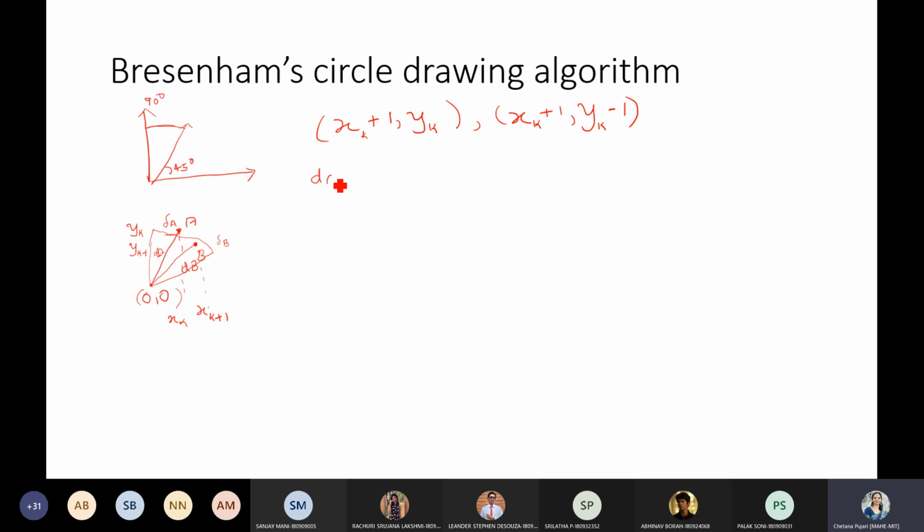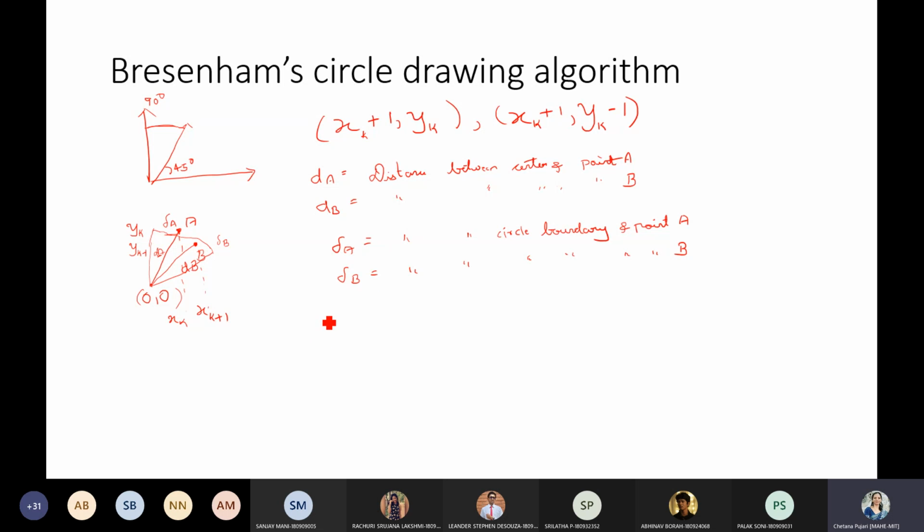Okay. So what is dA? dA is the distance between center and point A. Similarly, dB is the distance between center and point B. Delta A is the distance between circle boundary and point A. And delta B is the distance between circle boundary and point B. I hope this is clear.